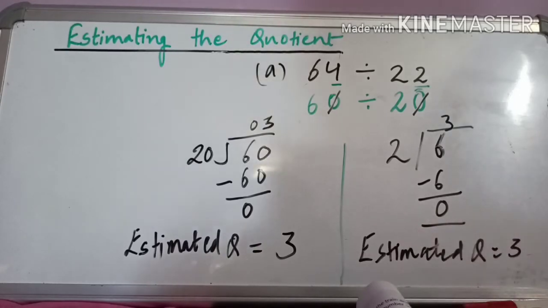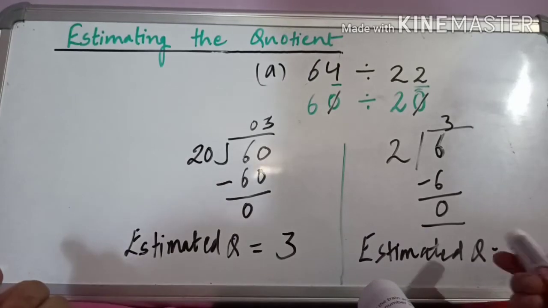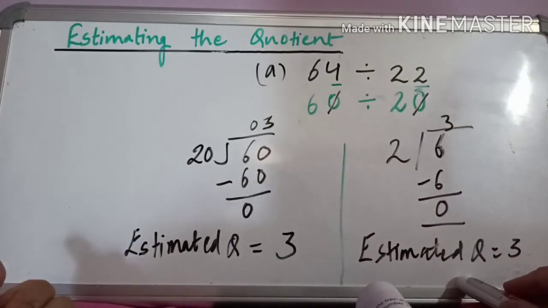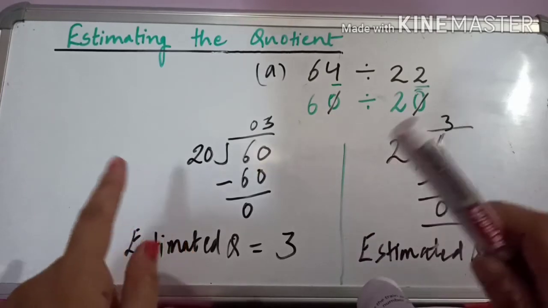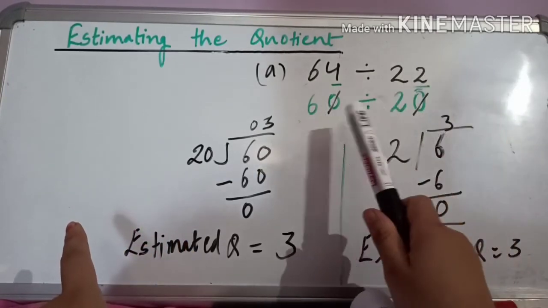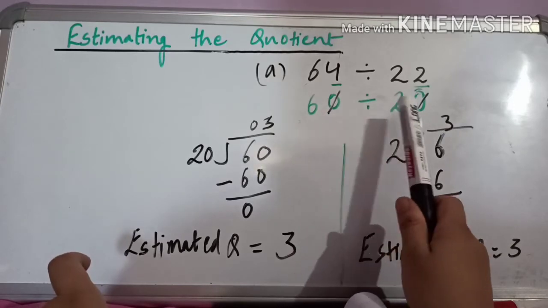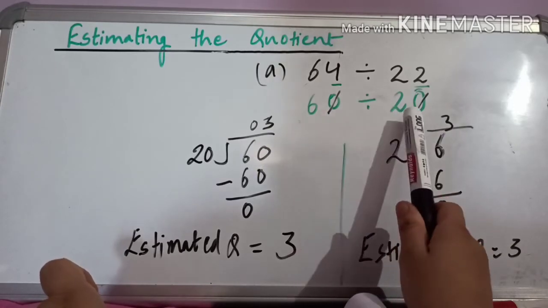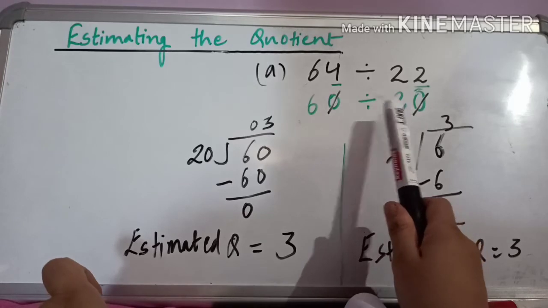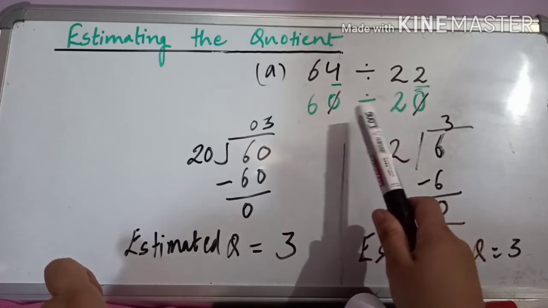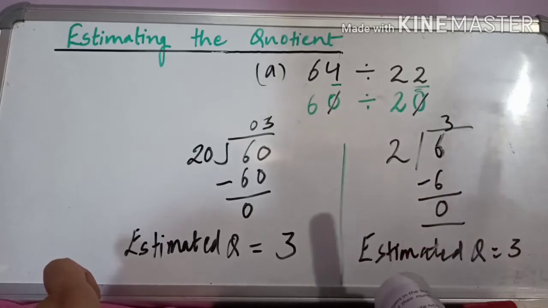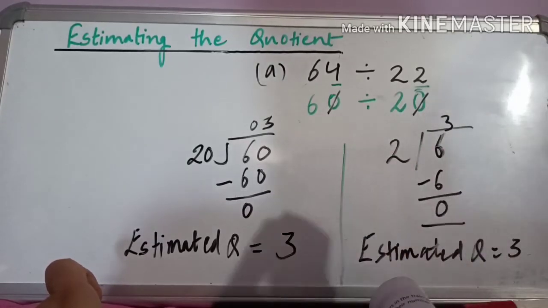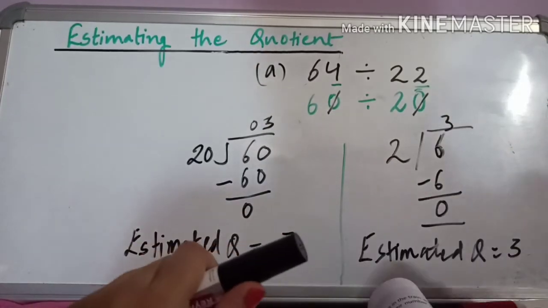So we saw that by both these methods we got the same estimated quotient. So we can conclude that while we are dividing the numbers having 0 in both the divisor and the dividend, we can eliminate the least number of zeros from both the dividend and divisor and divide the rest of the numbers. Our estimated quotient will remain same. So this way we can do the rest of the questions also.